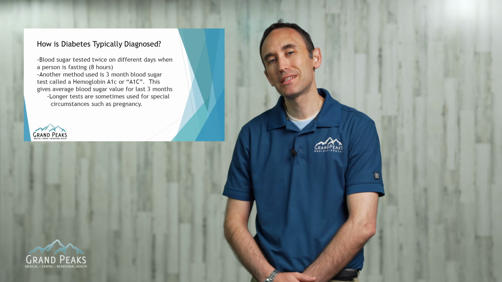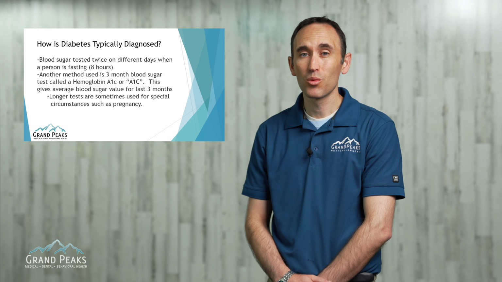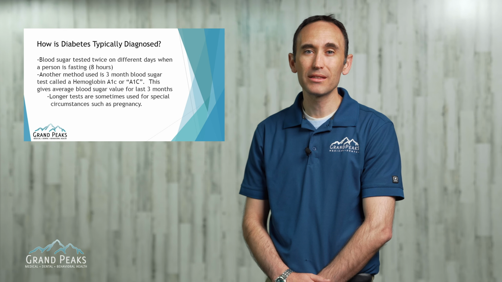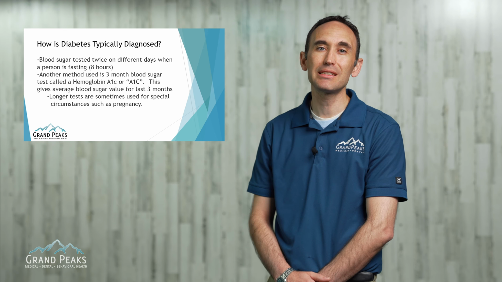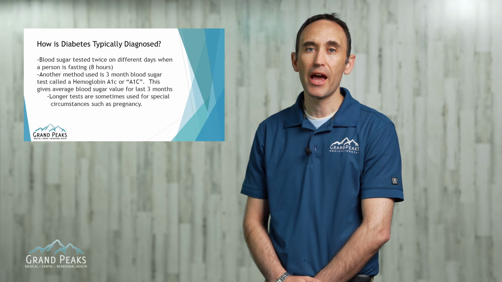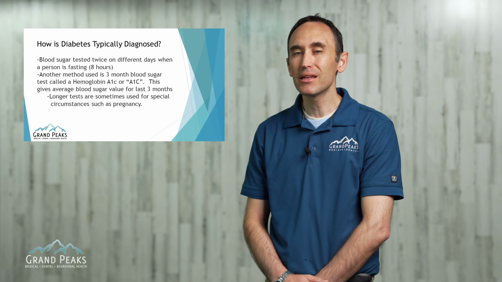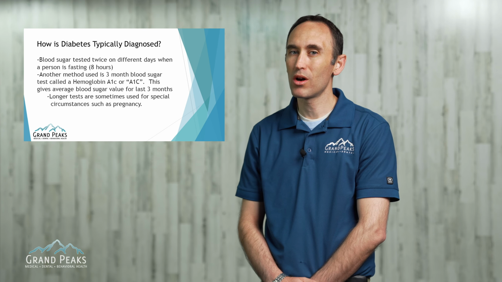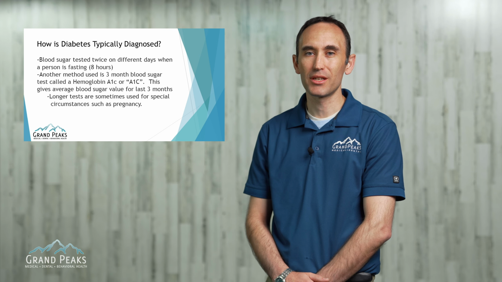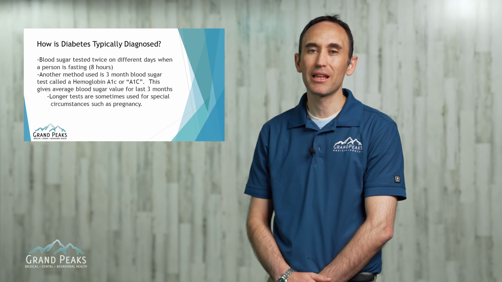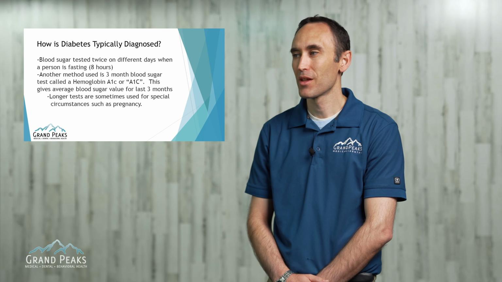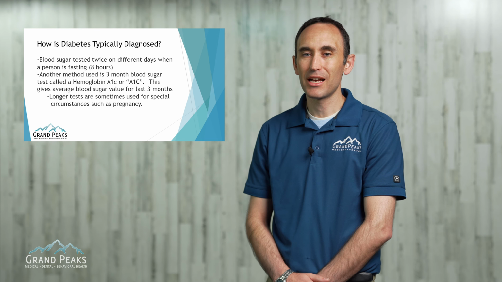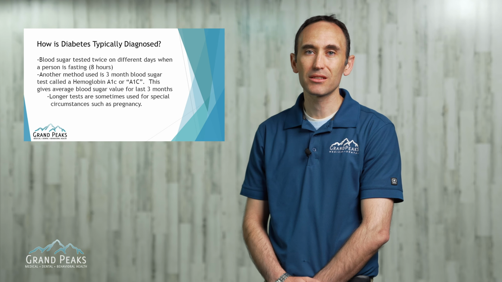So how is diabetes typically diagnosed? First, we use a blood sugar test, tested twice on 2 different days when someone is fasting, which means that they've been at least 8 hours without anything to eat and with only water to drink. There is another method that we commonly use to test for diabetes. This is called an A1C, which is a blood sugar test that helps us to know what the blood sugars have been like over the last 3 months. Sometimes it's necessary for us to use other tests which are longer, such as an oral glucose tolerance test that's commonly used in pregnancy.